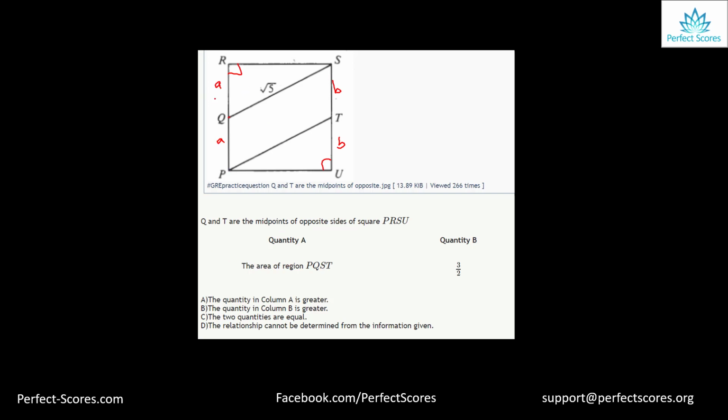So the area of PQST, so the area of this parallelogram here, and then 3/2, right? And we don't have anything else. Do we have? No, we don't have anything else.